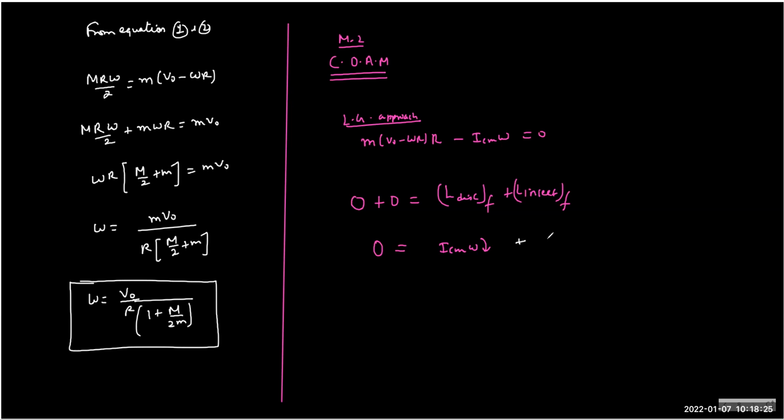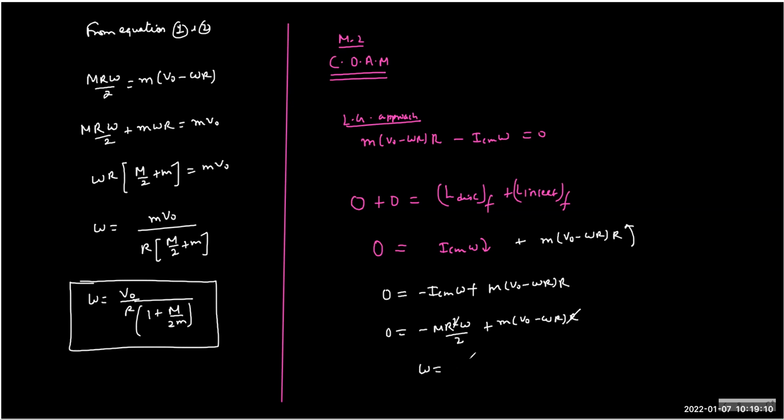To write orbital, we need to write mass, velocity in the ground frame, into the distance from the axis, and the sense is opposite. Because they have the opposite sense, we can take one as positive, then the other is negative, or vice versa. You can take this as negative, this as positive. And then you write the formula minus m r square by 2 times m v naught minus omega. This r will cancel out and it's the same answer. Of course, it will be the same.